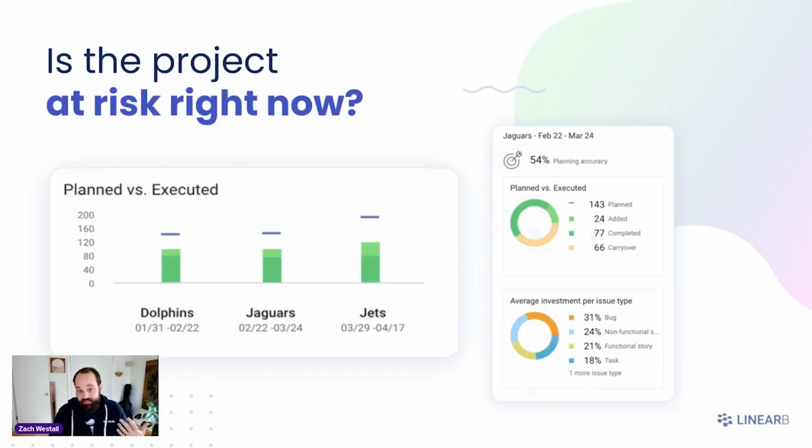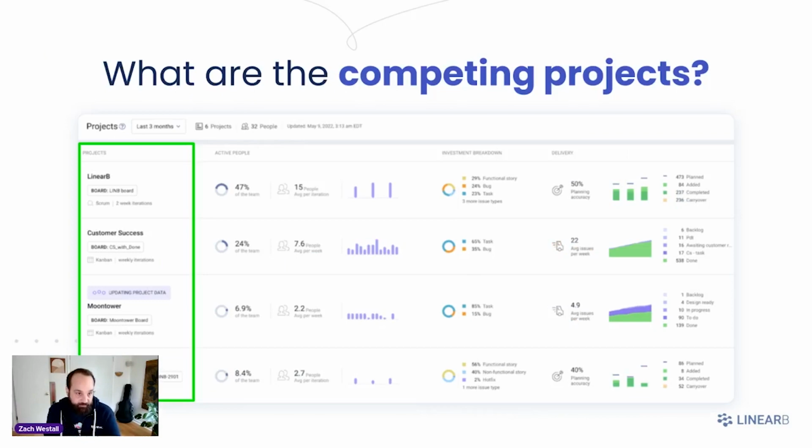Is the project at risk? Great. We know that we have planned versus executed metrics. We know our average investment per issue type. So what are teams working on? Well, we've got a lot of bugs that we're working on this sprint. Odds are that the project is at risk if you're spending the majority of your time working on bugs. These are the things the business wants to know, these are the things that they care about.